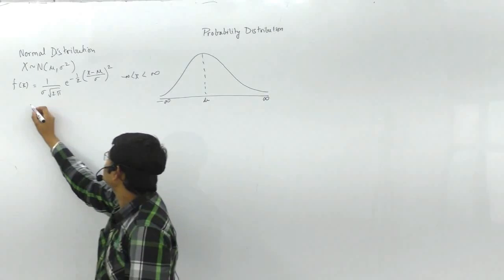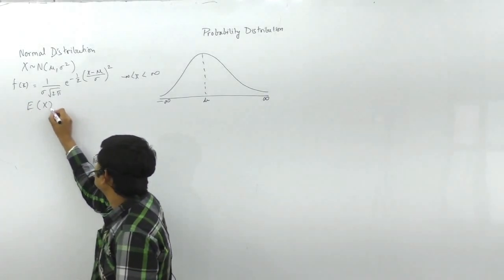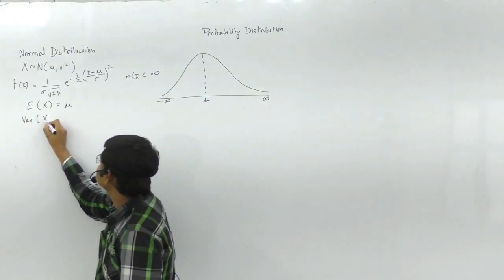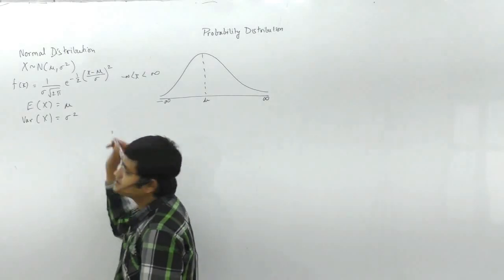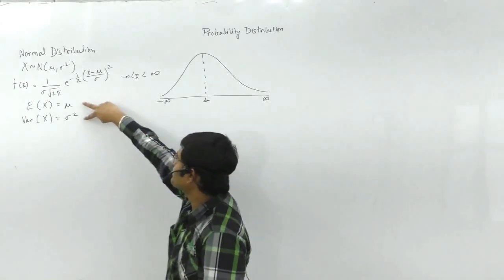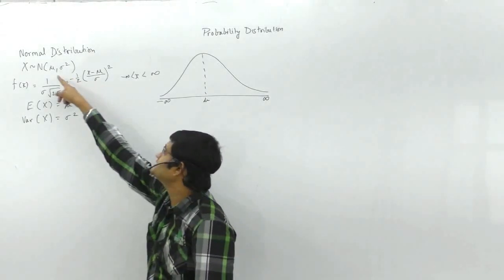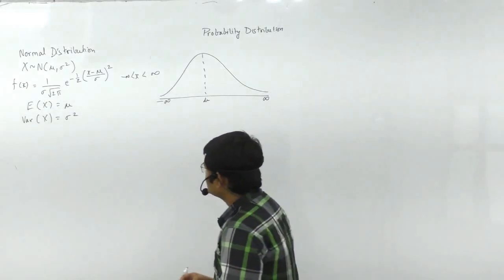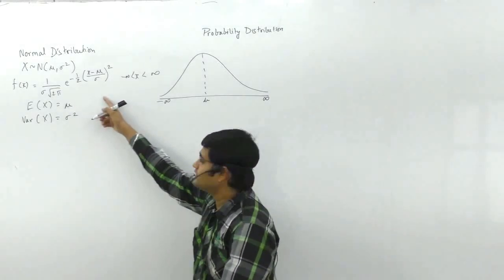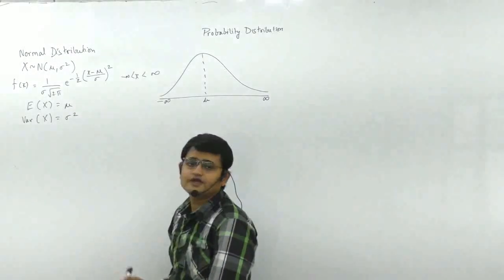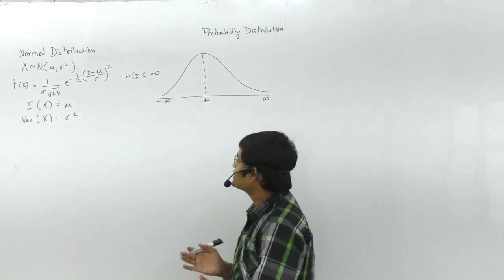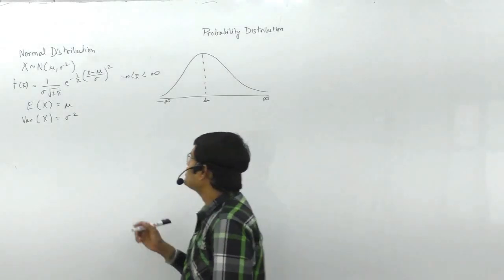Now the expected value of a normal distribution is mu, and the variance of the normal distribution is sigma square. This is the only distribution that has its expected value and variance as its parameters. Just because this is not easy to integrate, we are not going to find the expected value or variance for the normal distribution. Usually they do not ask to find the expected value and variance of a normal distribution.